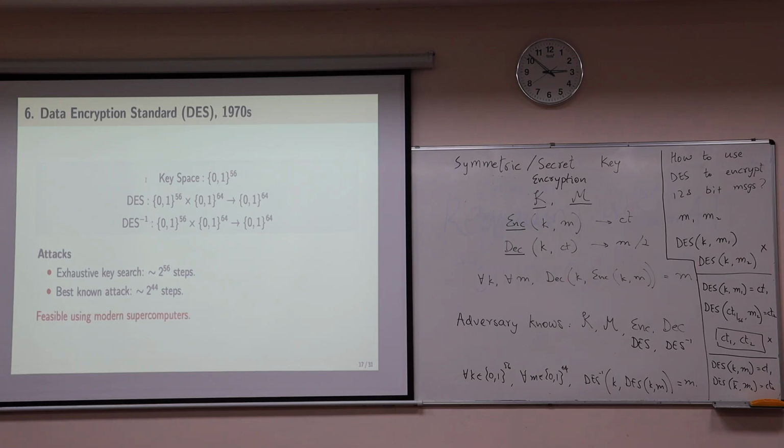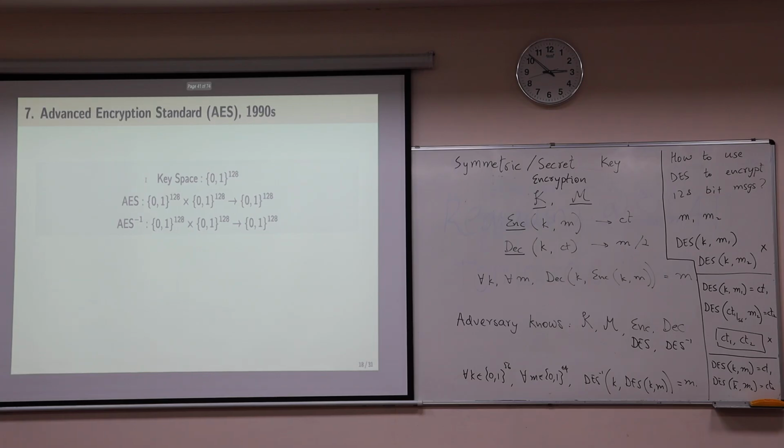So DES was eventually phased out because the key was too short. The next standard was the Advanced Encryption Standard, AES. This came in the 1990s. Similar in spirit, except now your key size is much bigger. The correctness guarantees are the same as before. The best known attack so far takes 2 to the 126 steps. And this is the most widely used cryptographic algorithm today. I think more than 90% of internet traffic is AES ciphertext. Okay?